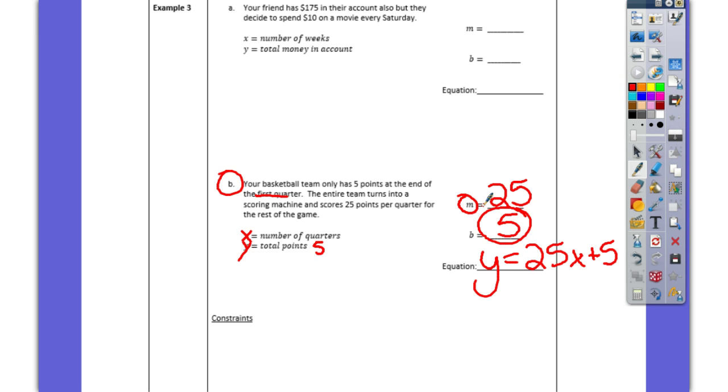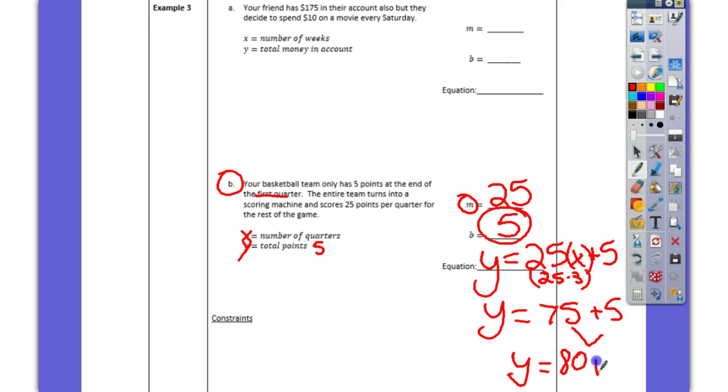All right? What will it be after 3 quarters? 3 more quarters, what will it be? Put a 3 in there for the x. Y equals, what's 25 times 3? So what's 75 plus 5? What would your score be after 3 more quarters? At the end of the game, you would be at 80 points. You guys score 80 points today in your game and we won't have any homework tomorrow.